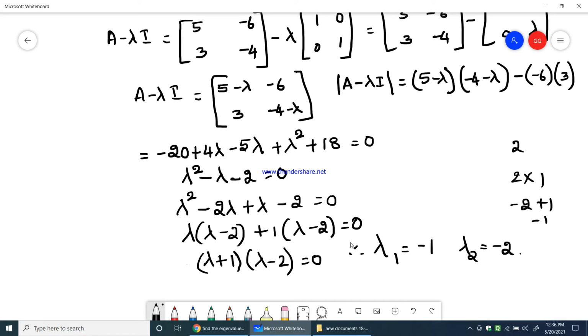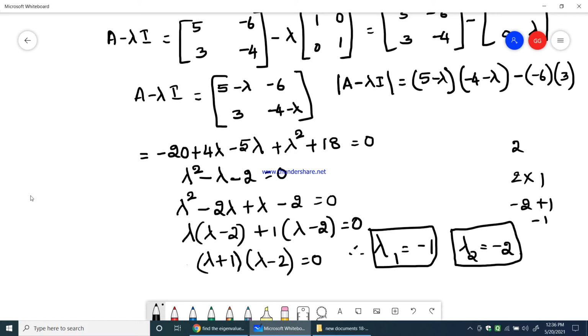Lambda 1 equals minus 1, lambda 2 equals 2. These are the two different eigenvalues for this particular problem.